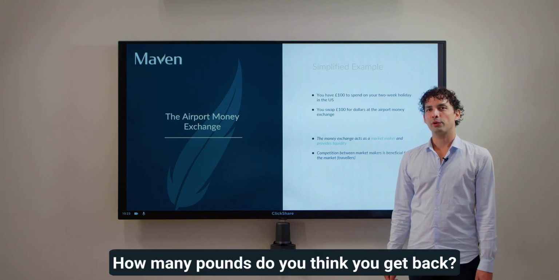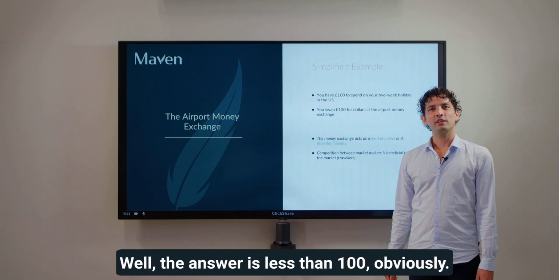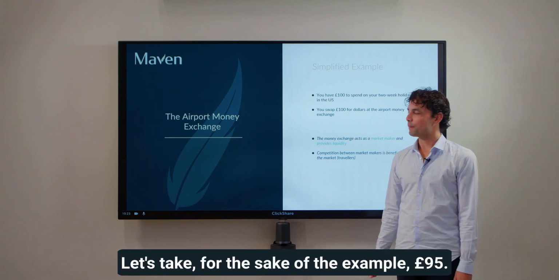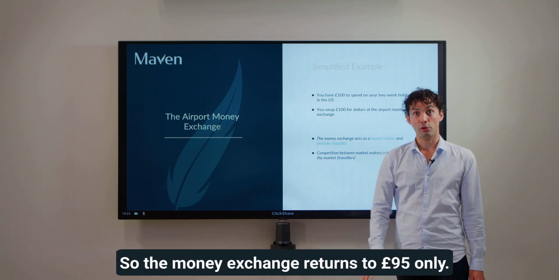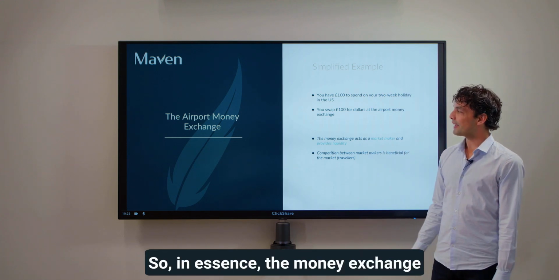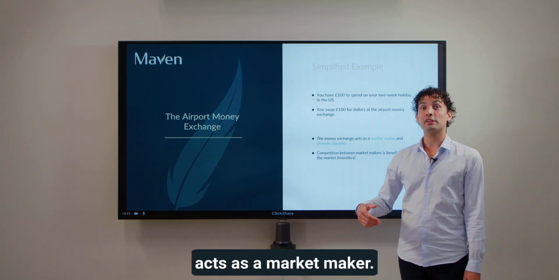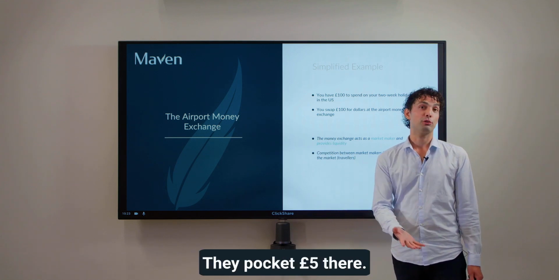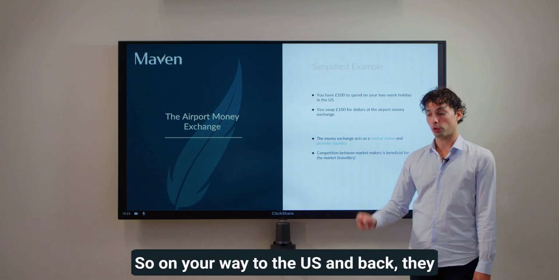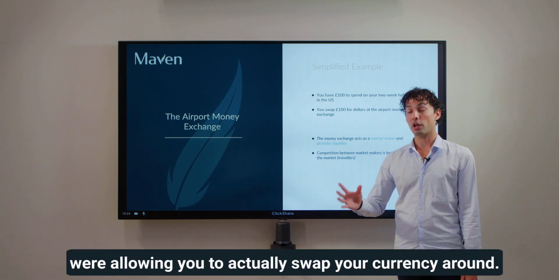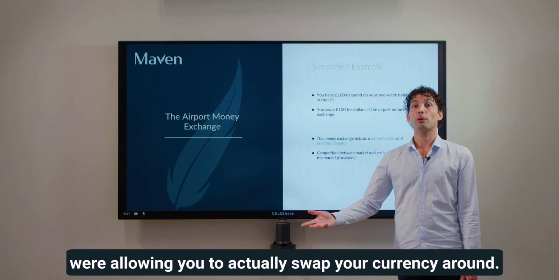How many pounds do you think you get back? Well, the answer is less than 100, obviously. Let's take, for the sake of the example, 95. So the money exchange returns you 95 only. So, in essence, the money exchange acts as a market maker. They pocket £5 there. But what they also did, they provided you liquidity. So on your way to the US and back, they were allowing you to actually swap your currency around.